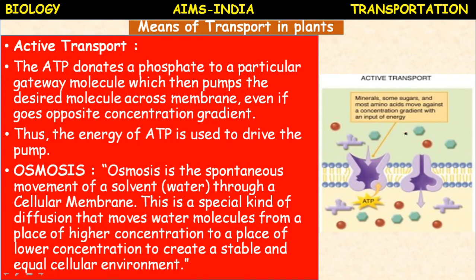So here see once again, osmosis is a spontaneous movement of solvent, that is water molecules, through a cellular membrane or plasma membrane, a living membrane. This is a special kind of diffusion that moves water molecules from a place of high concentration to a place of lower concentration to create a stable and equal cellular environment. Okay, it involves osmotic pressure. Okay, that you will study in higher class.